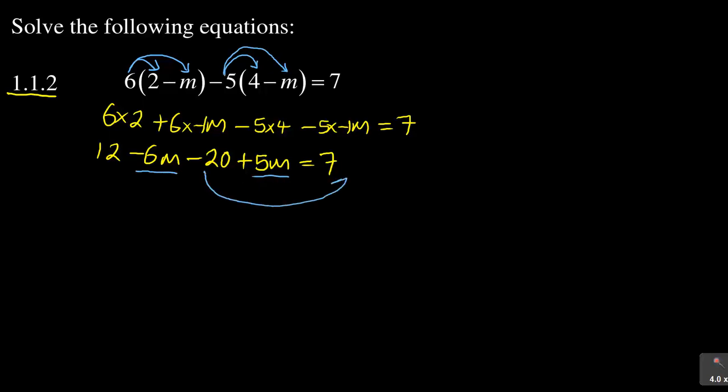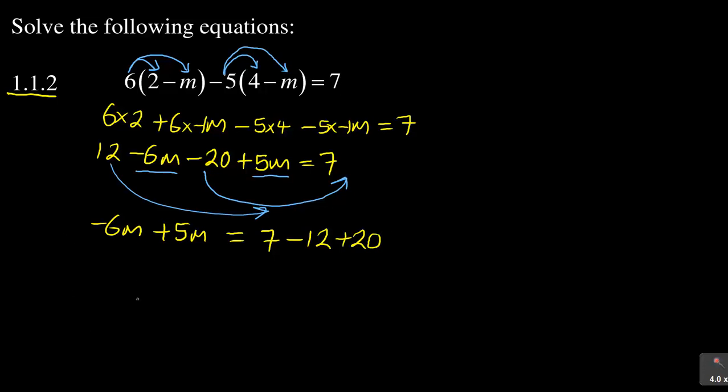Take all the numbers to the other side of the equal sign. When you have done that, you will remain with minus 6m plus 5m is equal to 7. Now the 12 will become minus 12 because it was positive. The negative 20 will become a positive 20.